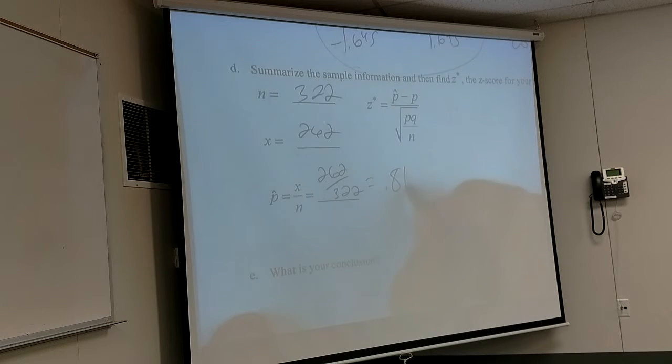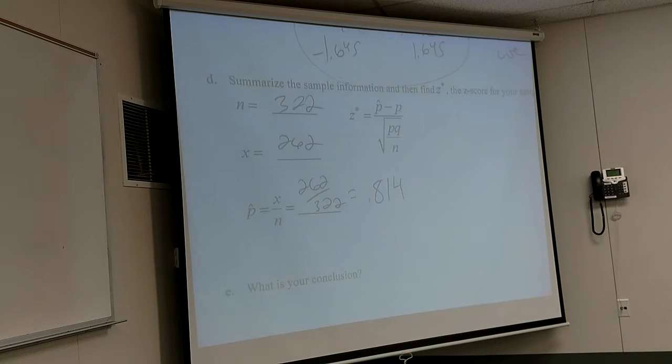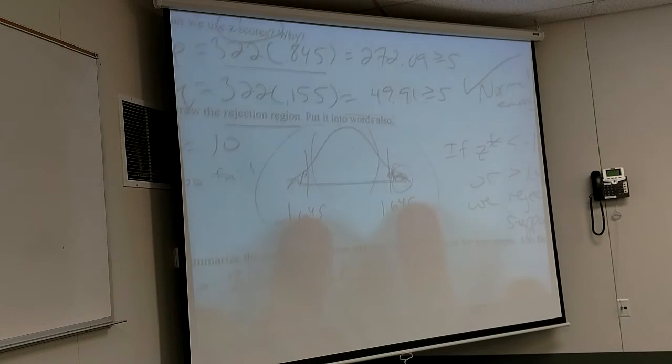0.8? 1.4? That sounds good. So how did we get Z star 1.645? We didn't get Z star yet. Oh, we got the rejection region.